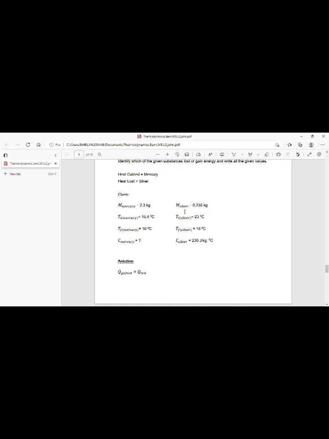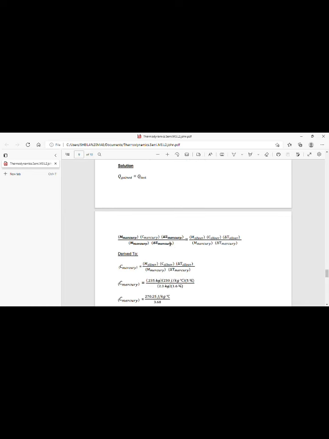The mass of our silver is 0.235 kilogram. The initial temperature of the silver is 23 degrees Celsius. The final temperature is 18 degrees Celsius. Specific heat of the silver, 230 joules per kilogram degree Celsius. Solution.